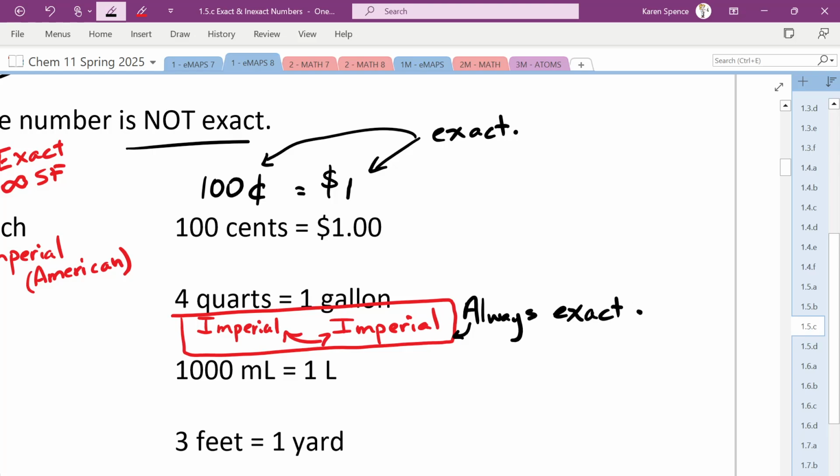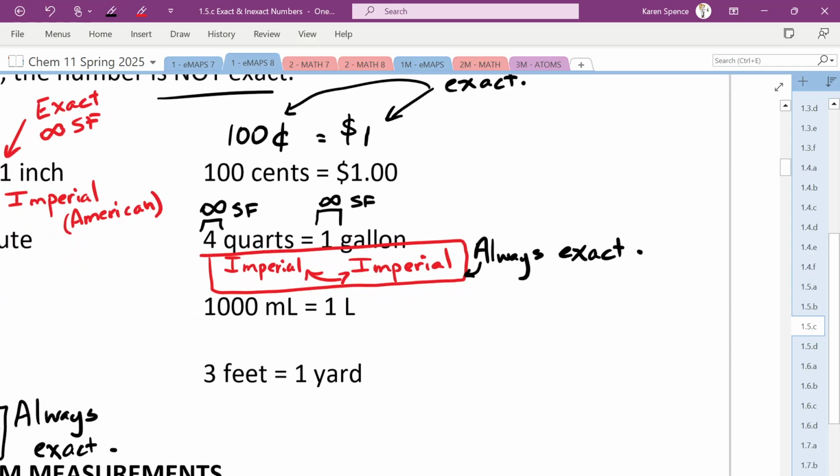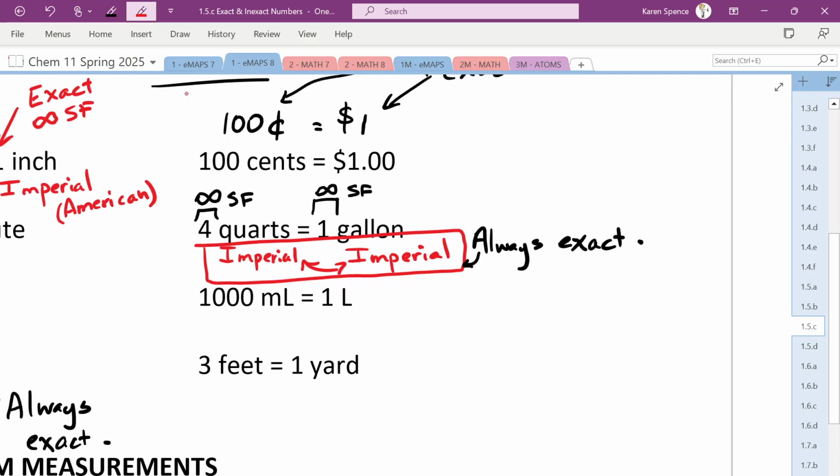So the 4 is exact, the 1 is exact. So this 4 has infinite sig figs, and this 1 has infinite sig figs. Milliliters and liters, those are both metric. So what does that tell you about the 1,000 and the 1? Are they exact or inexact? They are exact.